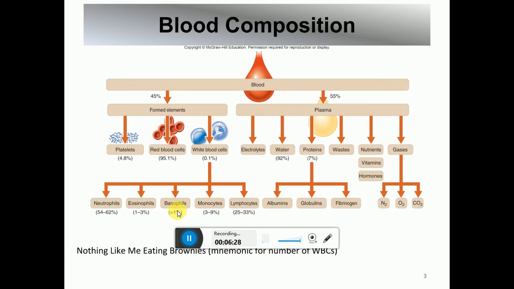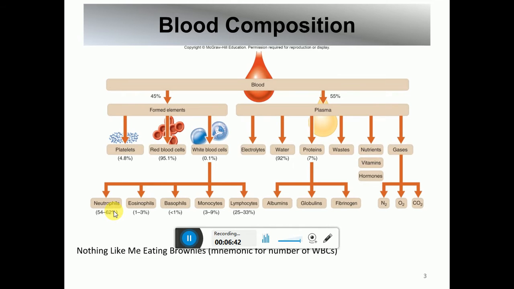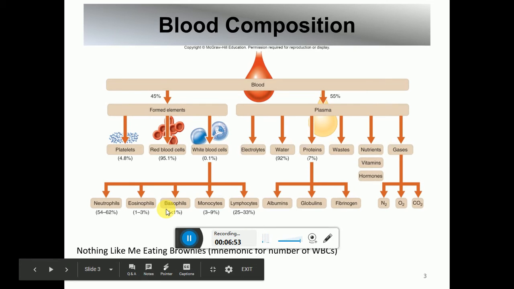Again, that is just a mnemonic to remember the order, not the numbers. You don't have to know these percentages by heart, but you need to know which one is the most and which one is the least, and then you can go from the cells with the most number, or highest percentage of cells, to the ones with the least percentage of cells.